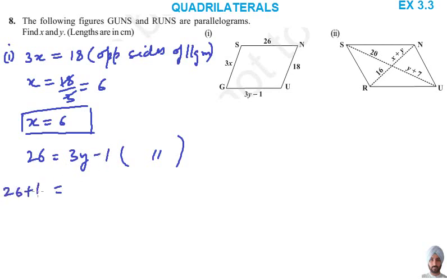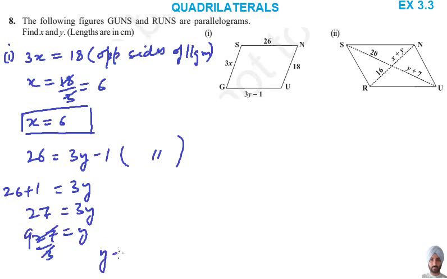You transpose this to LHS, you will get 1 plus 26. This is 27. 3y, 3 will get transposed here. It is getting multiplied. When you transpose to the left hand side, it will be divided. So y is 9.